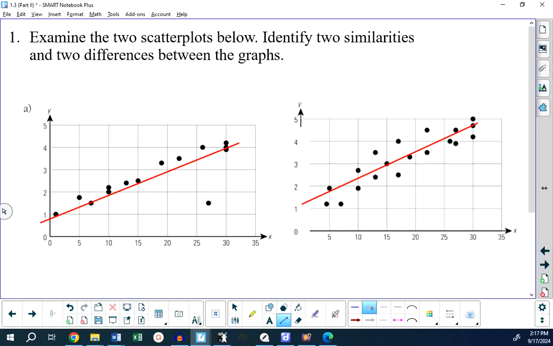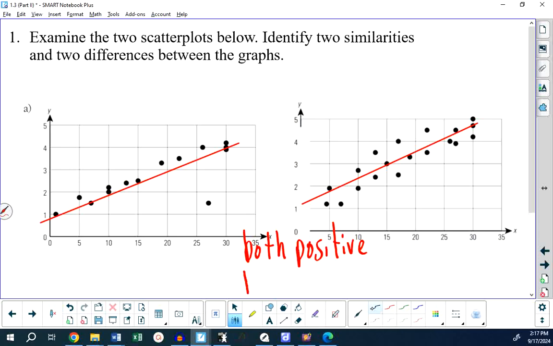Yeah. Both are positive? Both are positive. So positive is the word we want to use for scatter plots that as one variable goes up, the other one goes up. So these are both positive, and looking ahead, they're both partial. I mean, we haven't really talked about drawing those lines in, but they are both partial.